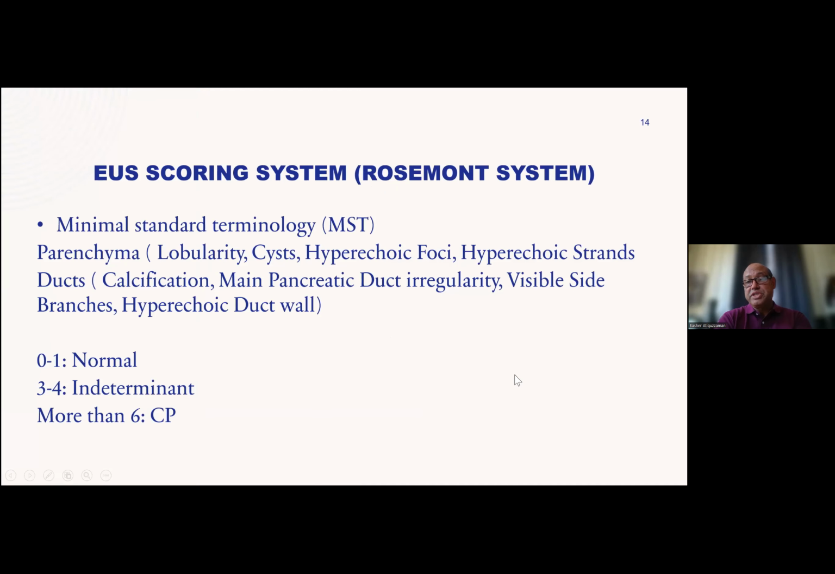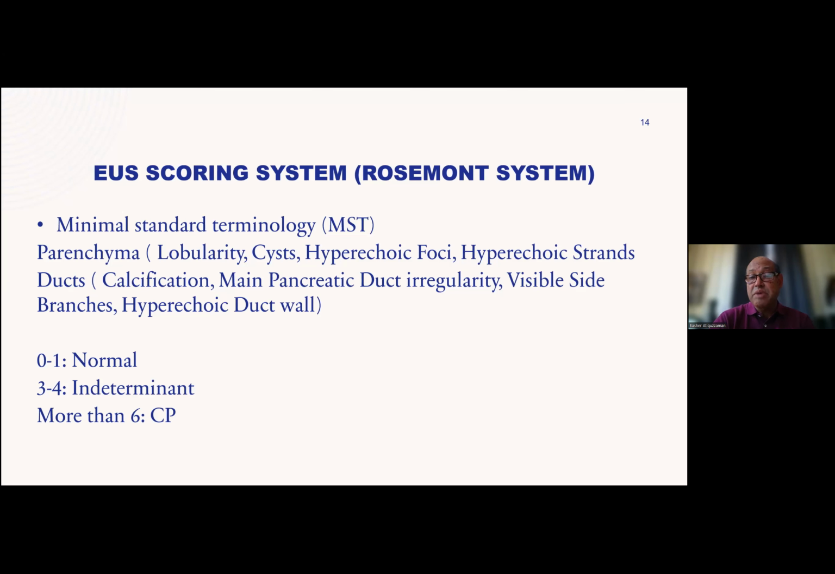So for a patient with chronic pancreatitis, there is something called the Rosemont system. For those who do EUS, we basically look for nine criteria. Those are calcification, main pancreatic duct irregularity, visible side branches, hyperechoic duct wall. Also look for lobularity, cystic appearance, hyperechoic foci, or hyperechoic duct. So out of this nine, if it's six or more, it's a definitive diagnosis of chronic pancreatitis. If it's 0 to 1, it's normal. If it's 3 to 4, it is indeterminate.